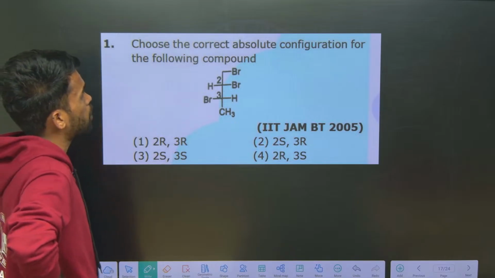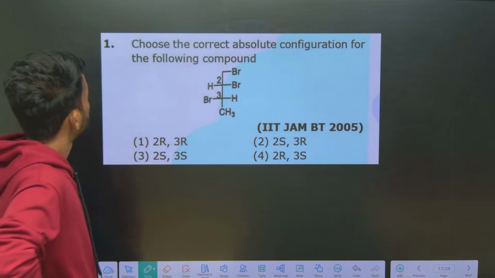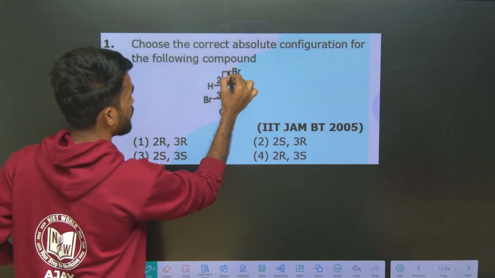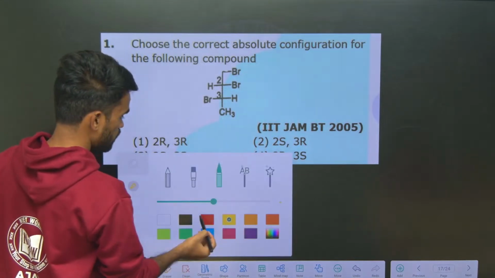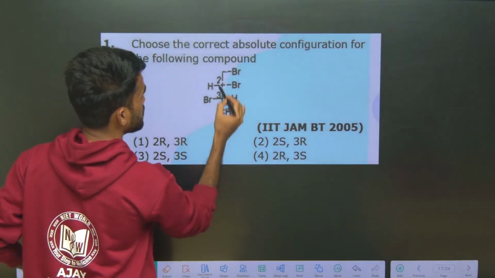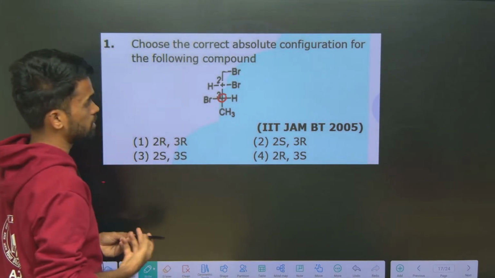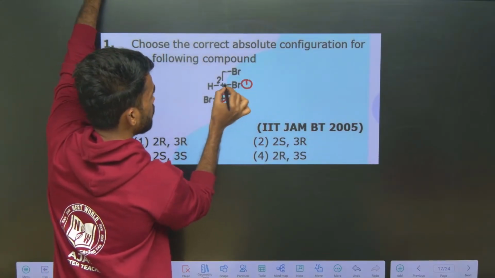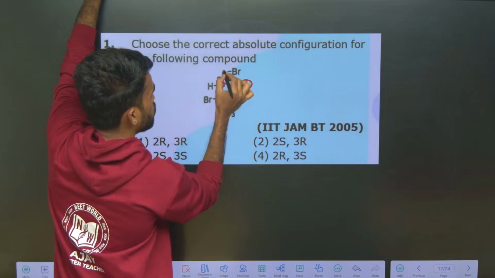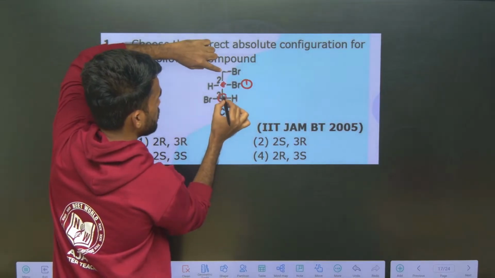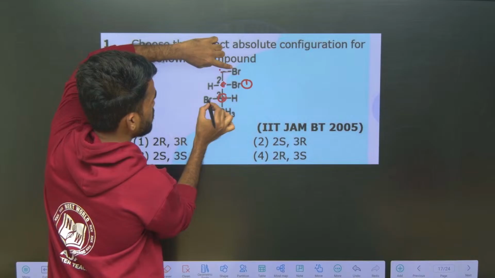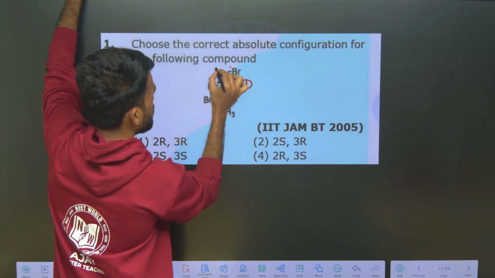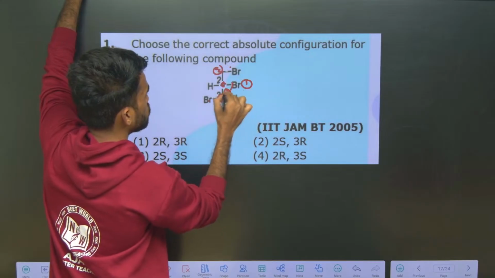Choose the correct absolute configuration for the following compound. See, the first one is not a chiral center, remove it. The second one is a chiral center, and the third one is also a chiral center. So now for the second chiral center, bromine is 1. After this, the carbon above also has bromine, and here also carbon, carbon, bromine, bromine, but here CH3. So the second group should be this one, and the third one is this one. So 1, 2, 3.